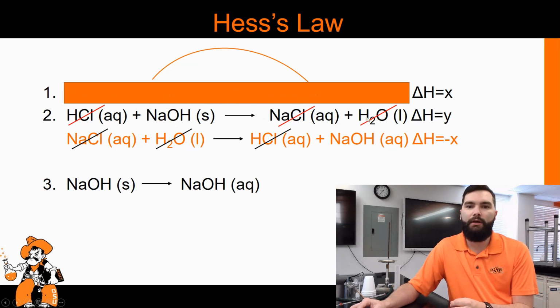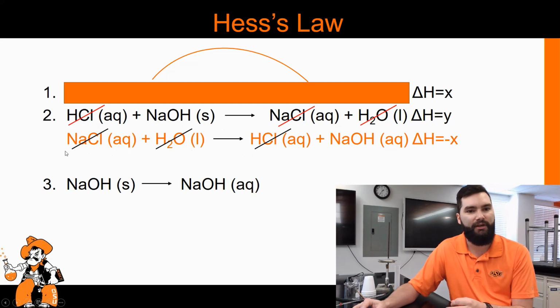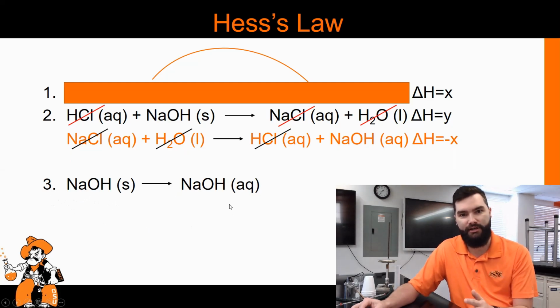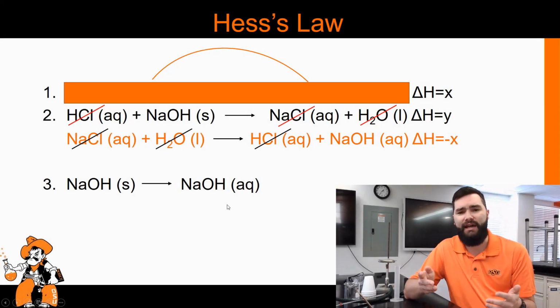So we cancel out our H2O liquid that appears on both sides, we cancel out our HCl aqueous that appears on both sides, and same thing for our sodium chloride. And we are left with solid sodium hydroxide on the products and aqueous sodium hydroxide in the reactants, which is exactly what we're looking for, equation number 3. So how do we find the delta H of this equation?